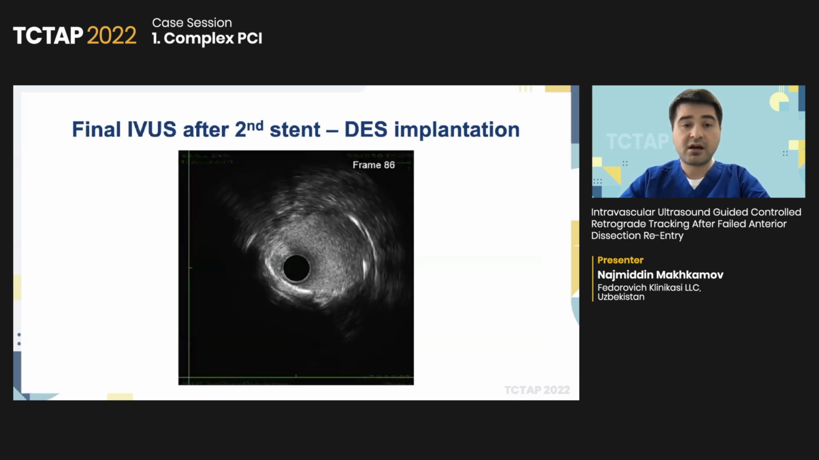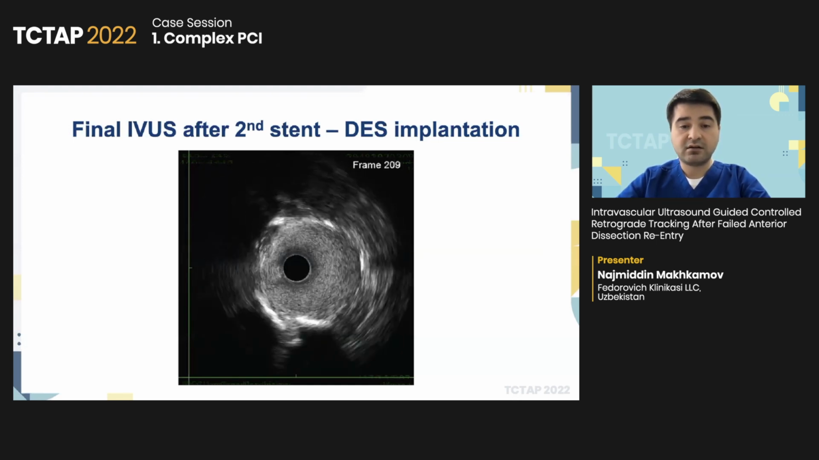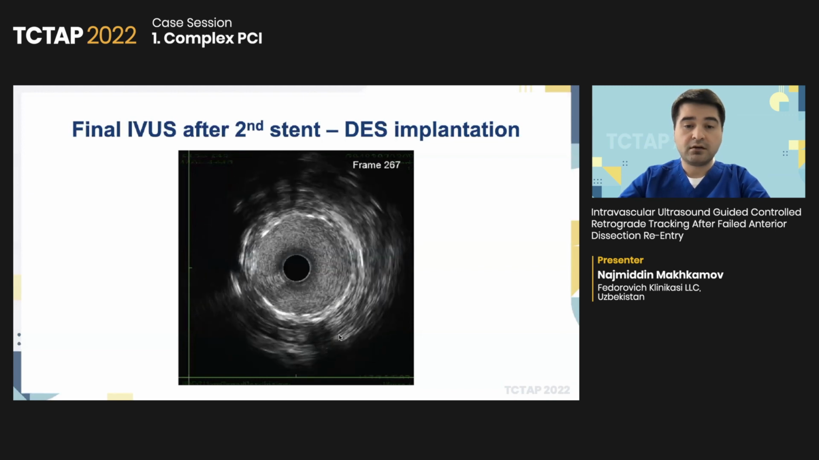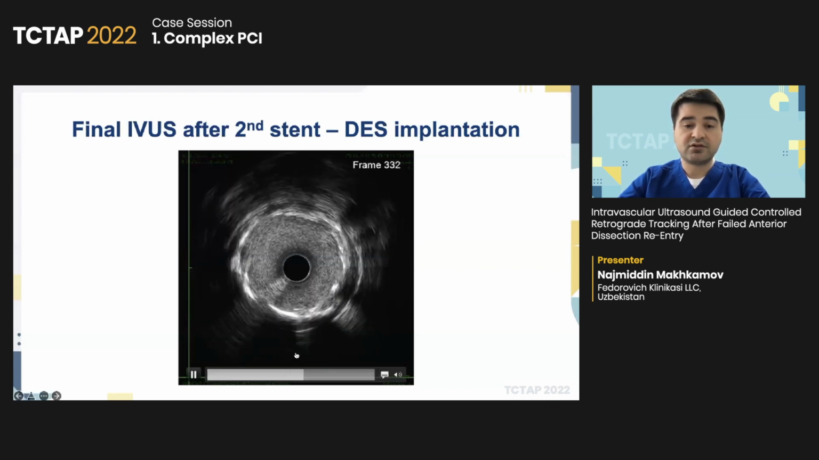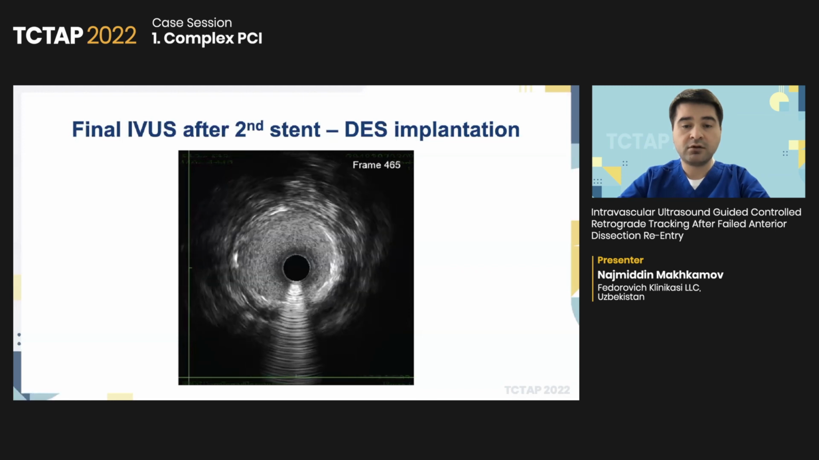So this is the final IVUS after second DES implantation, the fully expanded stent, and we already blocked the dissection area, and there is no compression in the middle part with the hematoma.